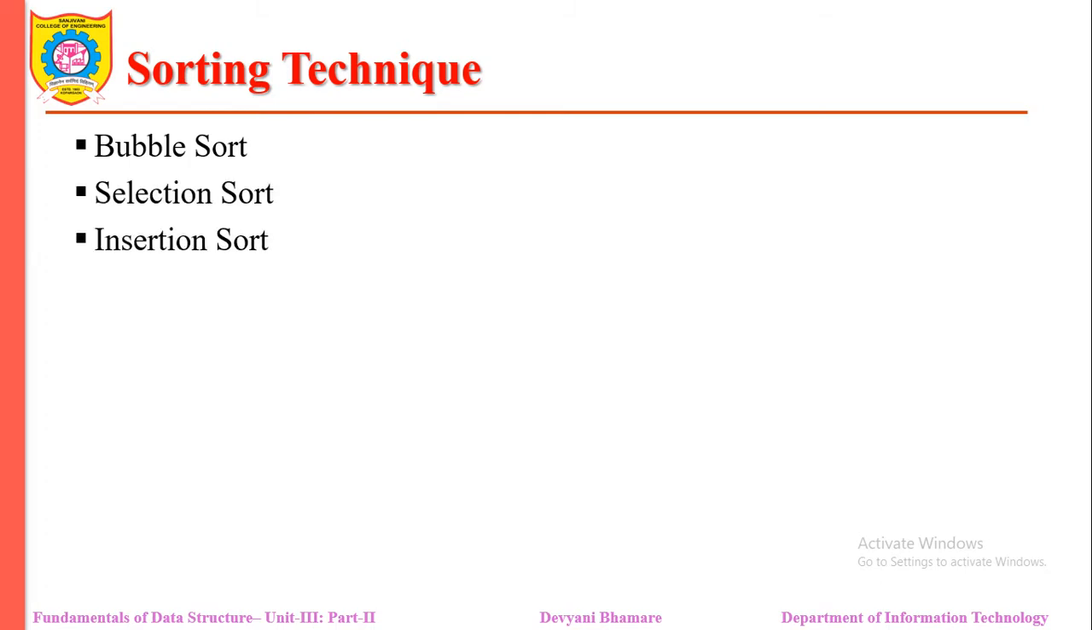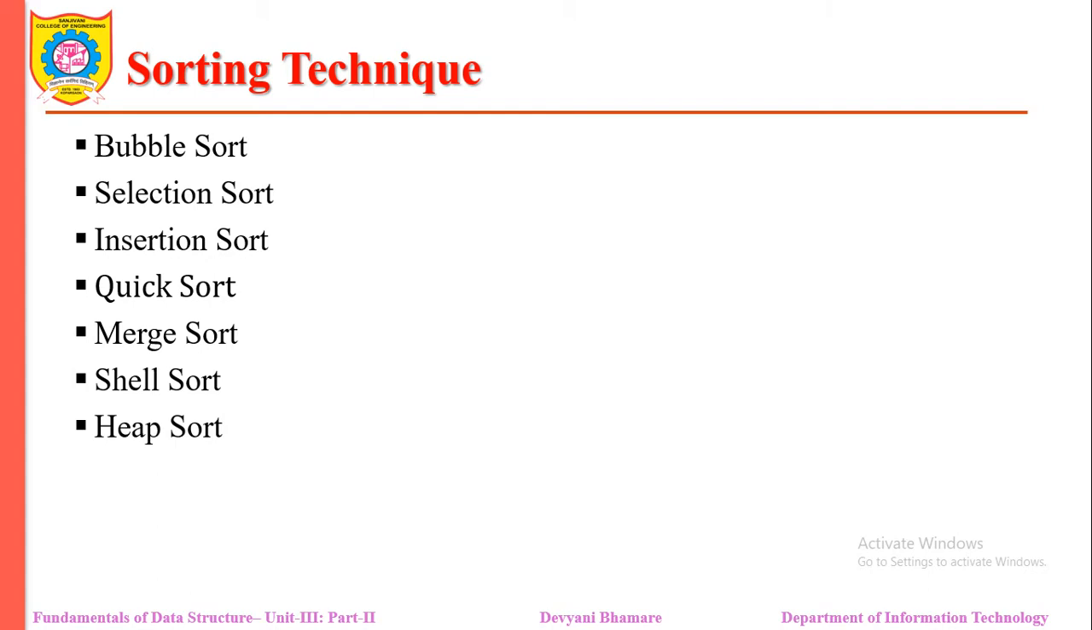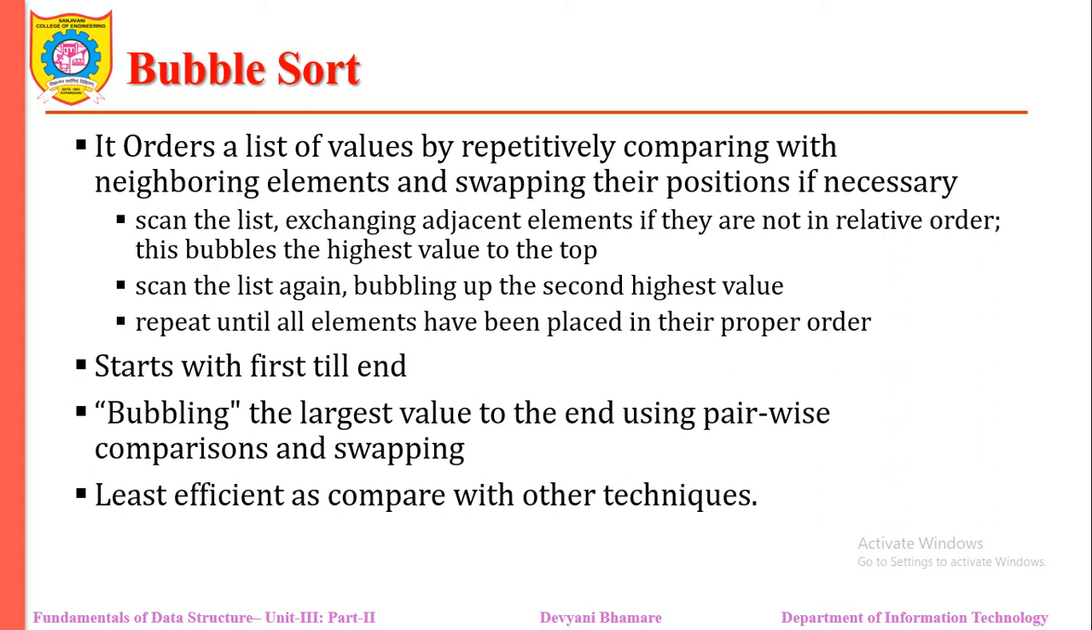As we have seen, there are different sorting techniques like bubble, selection, insertion, quick, merge, shell sort and heap sort. Let me start with the bubble sort. The logic behind the bubble sort is that if we have a list of values, then we repeatedly compare the neighboring elements, and if they are not in the proper order, we swap their positions. Means what we are doing? We are scanning the list and exchanging the adjacent elements if they are not in relative order.